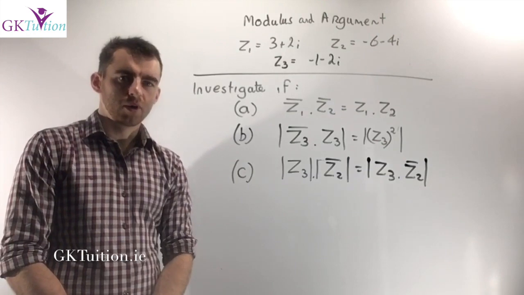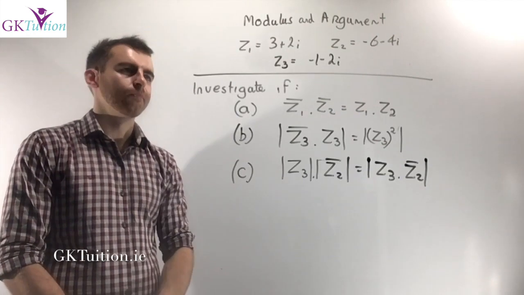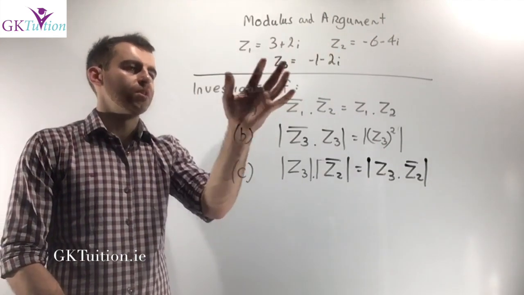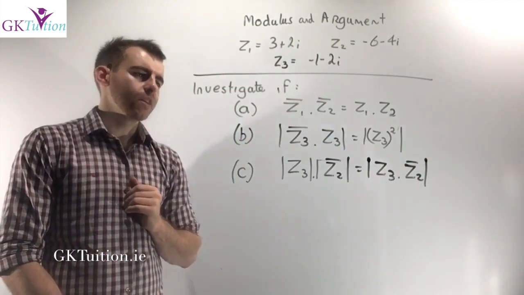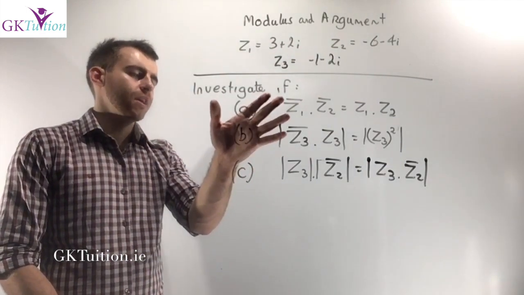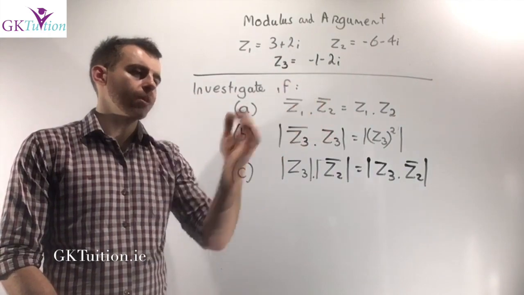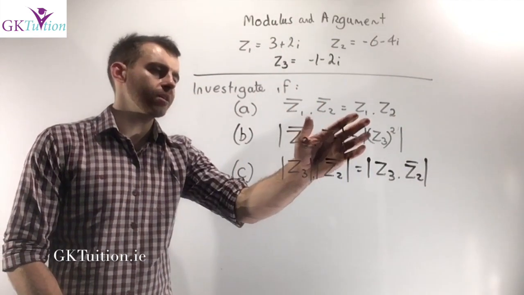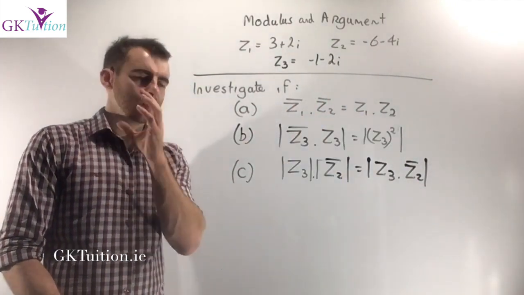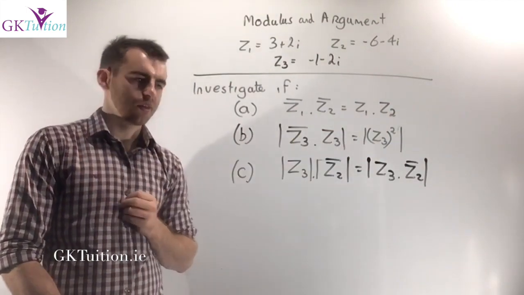So with that in mind, I want to move on and give you a few questions to try. I've given you Z1, Z2 and Z3 here, and I'm asking you to investigate if the conjugate of Z1 multiplied by the conjugate of Z2 is equal to Z1 multiplied by Z2. So you work out the left hand side and then work out the right hand side.